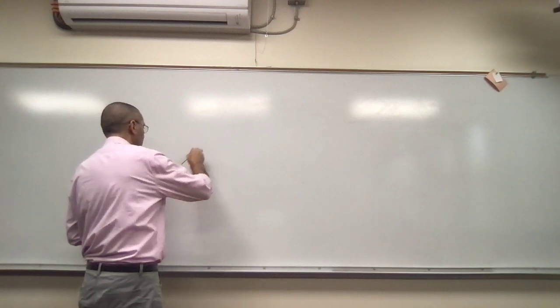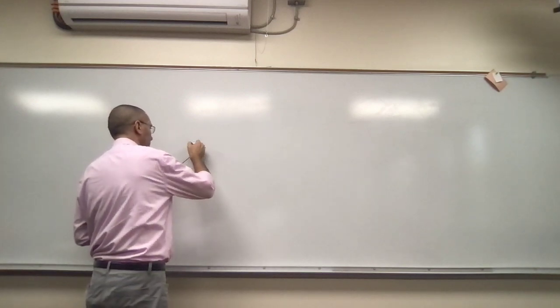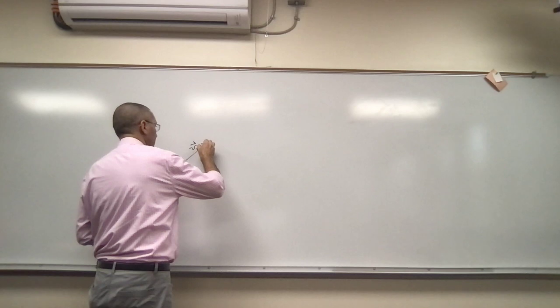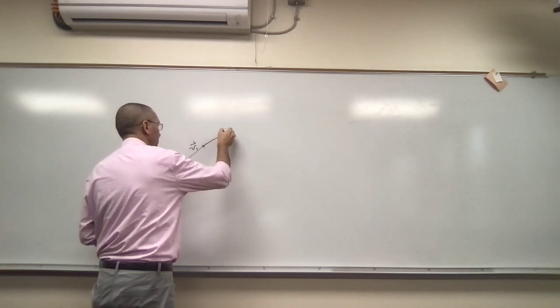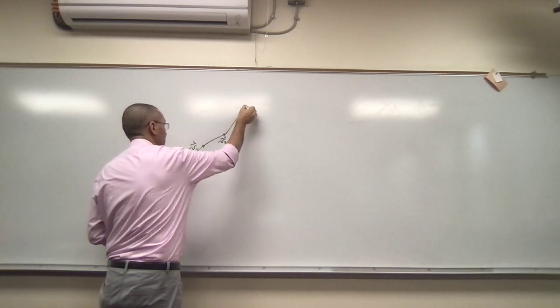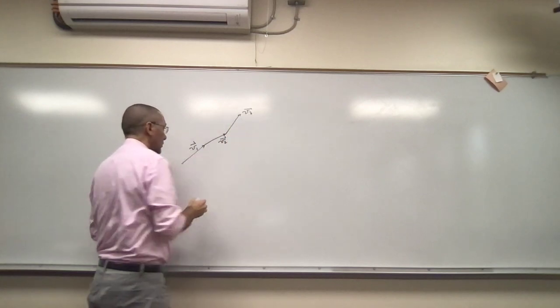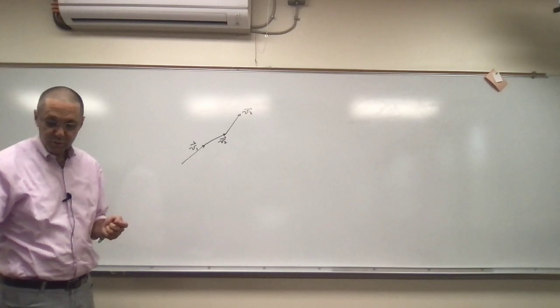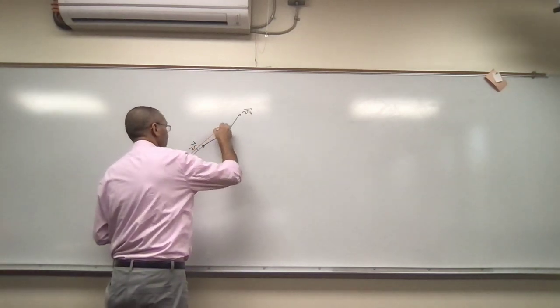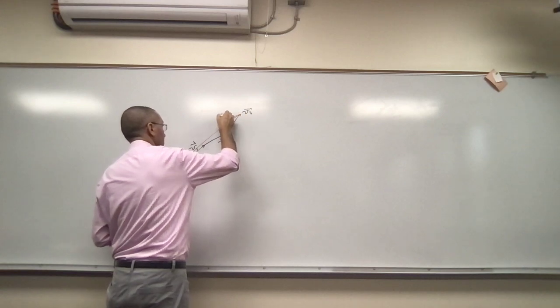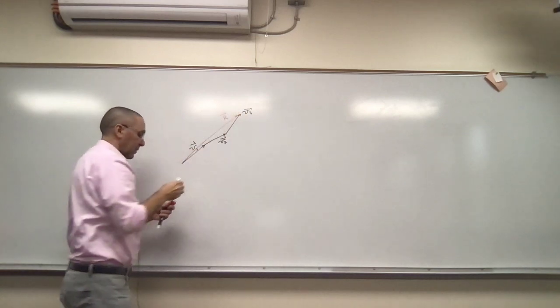So let's say I have a vector going this way. Let's call it v1. Maybe I have another vector going this way, let's say that's v2. And then maybe I have another one going this way. That's v3. The combination of all those is going to be this vector here. This is going to be my resultant because I add them head to tail.